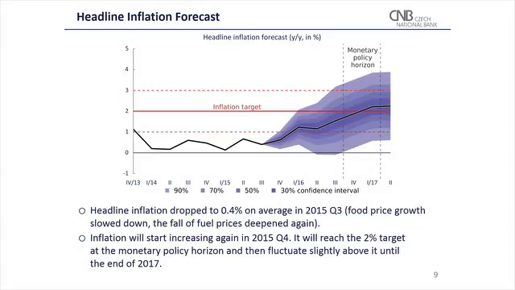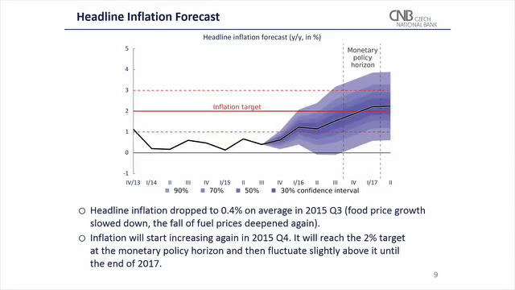But as you can see, we expect inflation to start increasing again from the fourth quarter of this year and to reach the 2% target at the policy horizon. And then I wouldn't say fluctuate, but maybe stay slightly above 2% until the end of 2017.